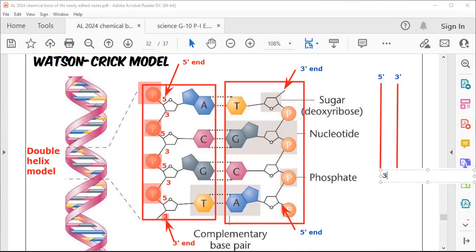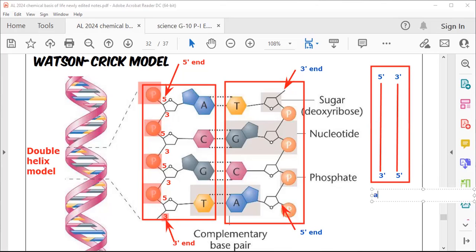Then that side is 5 prime, meaning its opposite end is 3 prime. And that side is 3 prime, meaning its opposite end is 5 prime. This nature of DNA is explained to you by the word, what is it? They are antiparallel. Could you please mark it down?